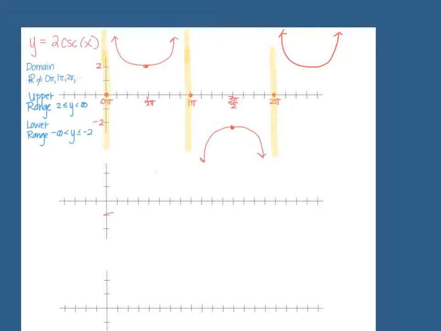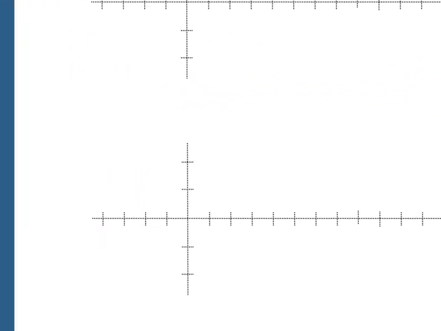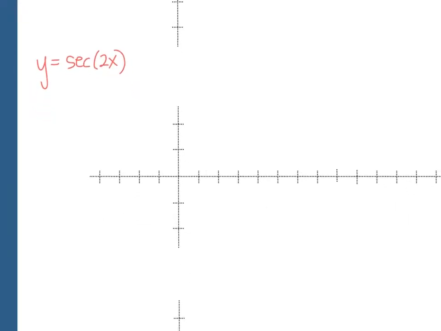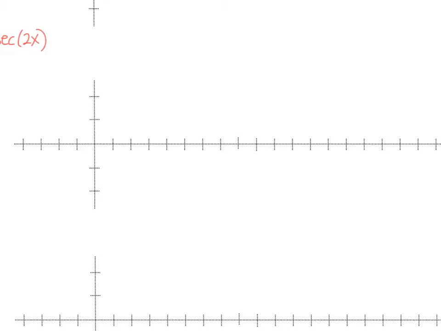All right, let's try another one. Next one I'd like to do with you is y equals secant 2x. All right, well, we just need the first 5 dots of cosine.